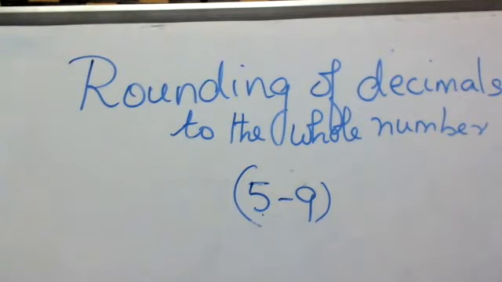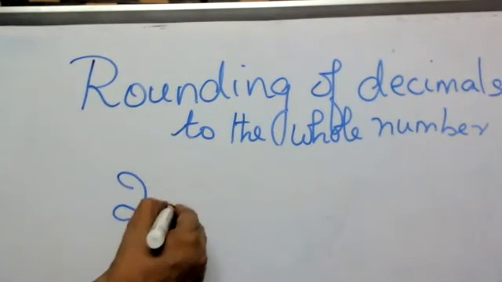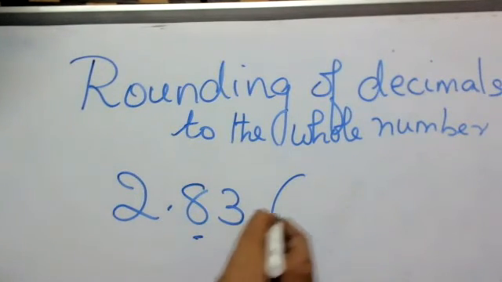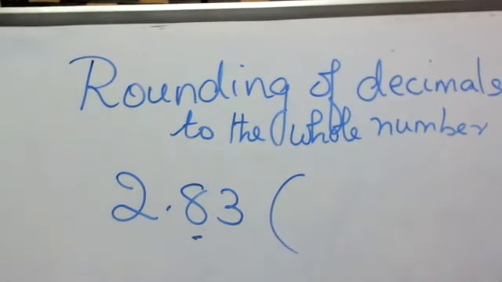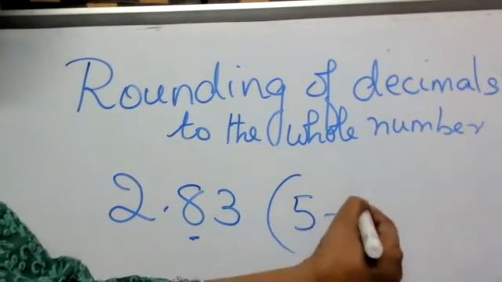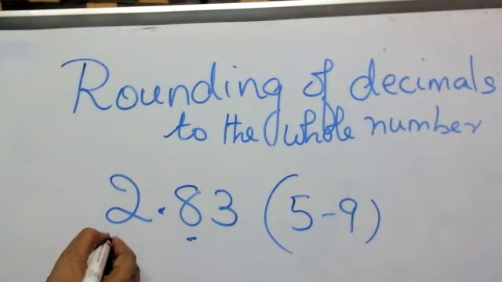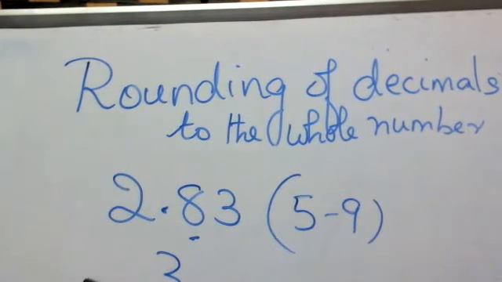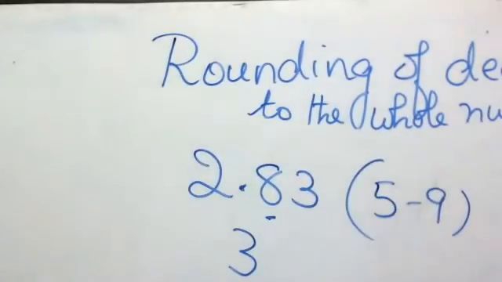So let's see one more example of the numbers. 2.83. It is more than 5. I told you that when the number is 5 or more than 5, the number can be written as 3. So the decimal was 2.83. It can be written as a whole number 3.